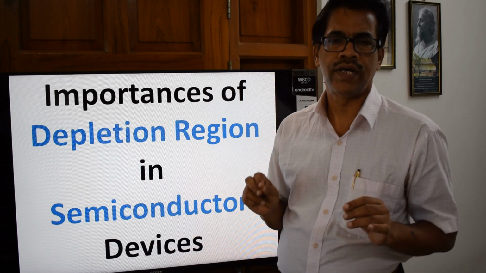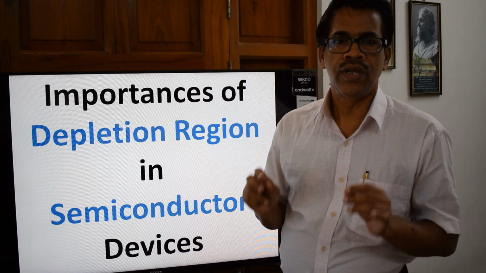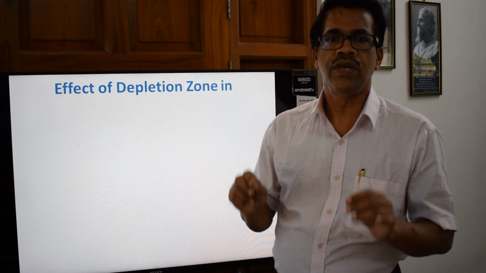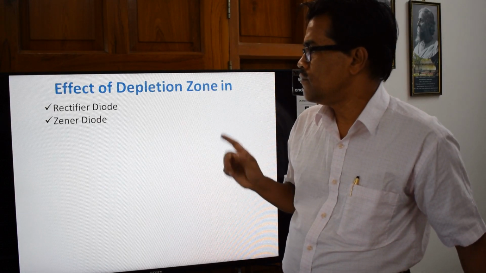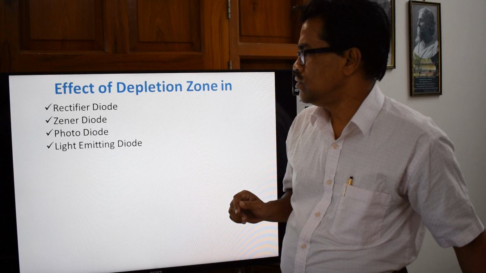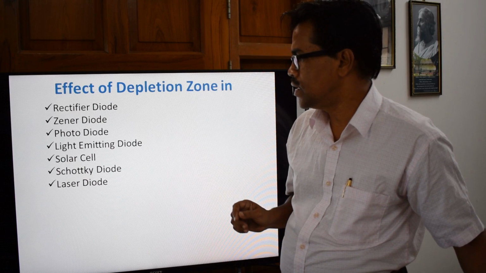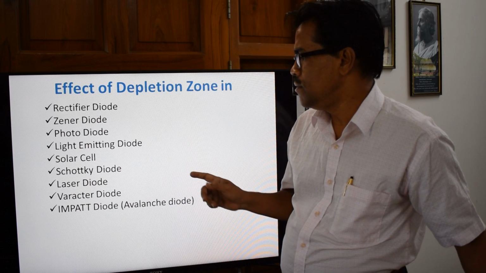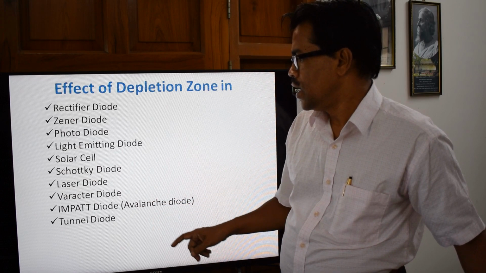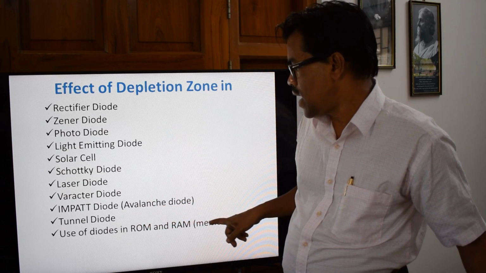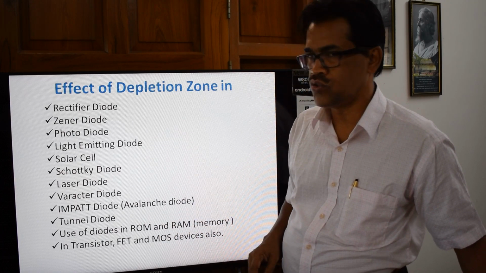Therefore, I would like to focus only on the physics of the depletion region, the so-called region of such developments in the field of rectifier diodes, Zener diodes, photodiode, light emitting diode, solar cell, Schottky diode, laser diode, varactor diode, impact diode, sometimes named avalanche diode, and the tunnel diode, and uses of diodes in ROM and RAM memory, and finally in transistor, FET and MOS devices also.